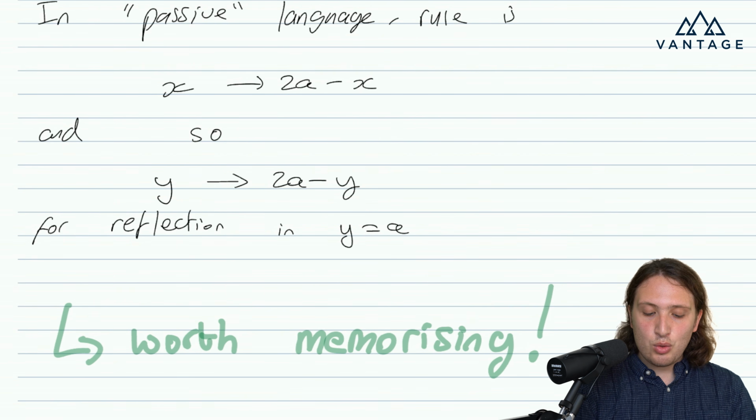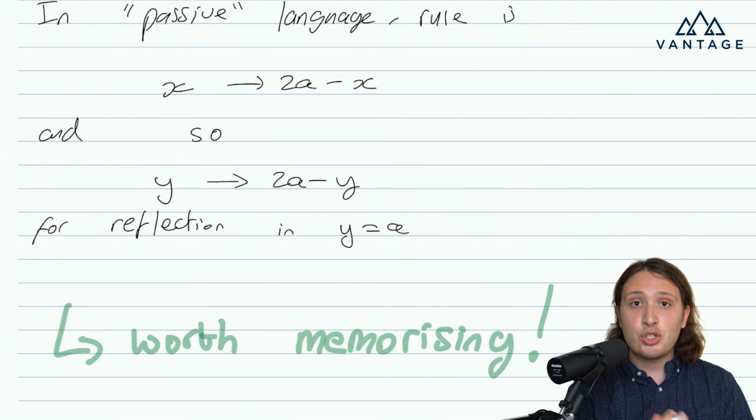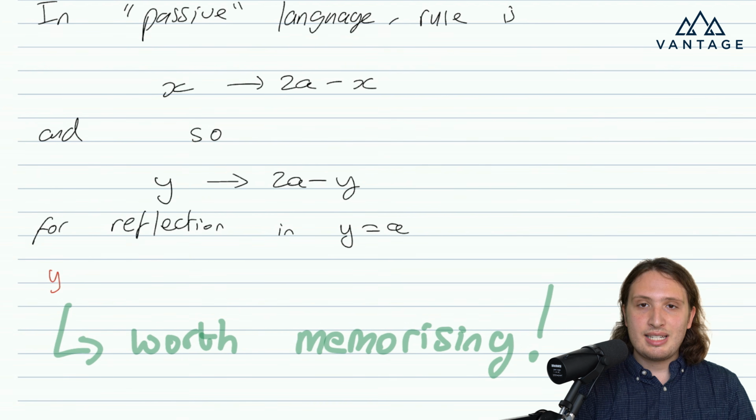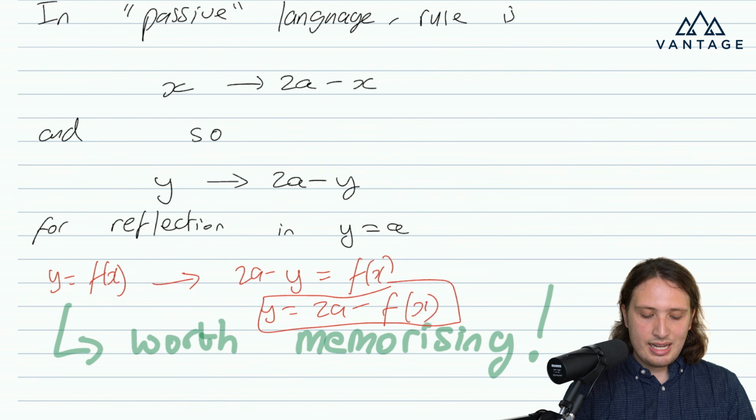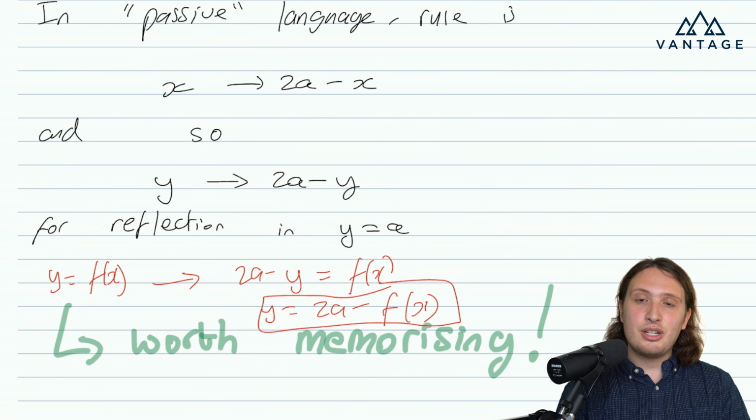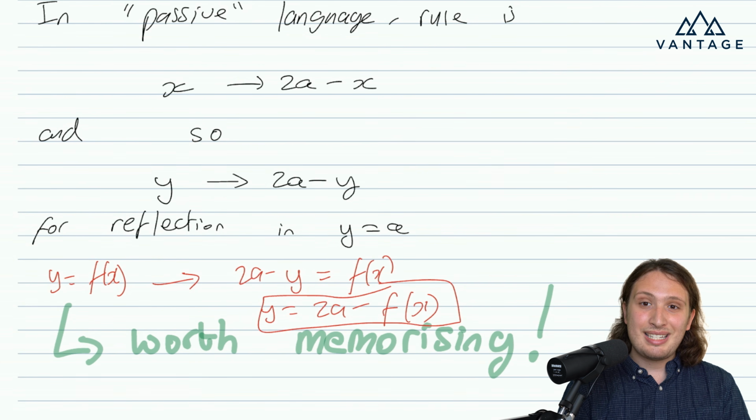So notice that if you did want an active perspective on the horizontal reflection, if I take y equals f of x and I do this, I get 2a minus y equals f of x. So that means I get y equals 2a minus f of x. It's better to memorize the passive version because from that you can obviously figure out the active version very easily. And remember, they have the same effect. They're just two different ways of thinking of the same thing.